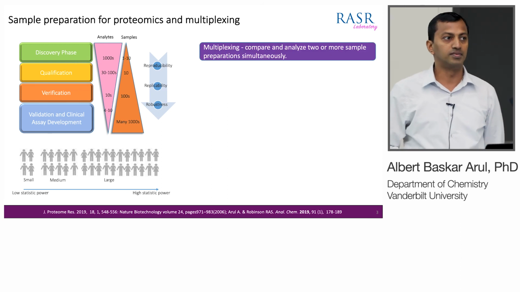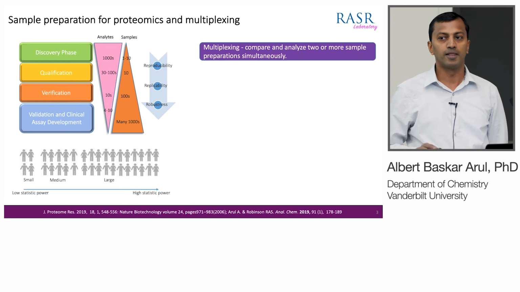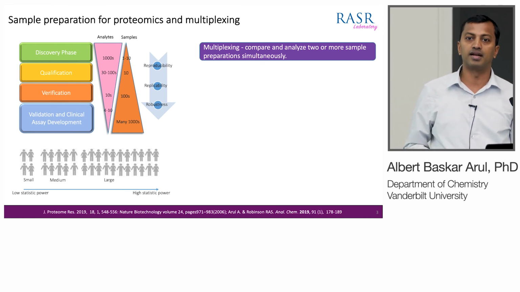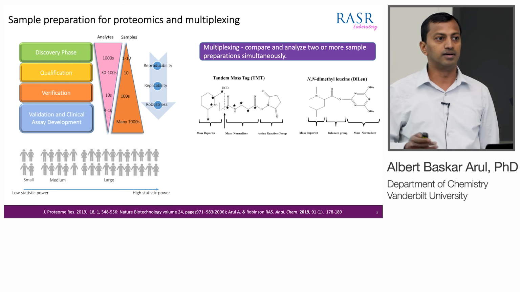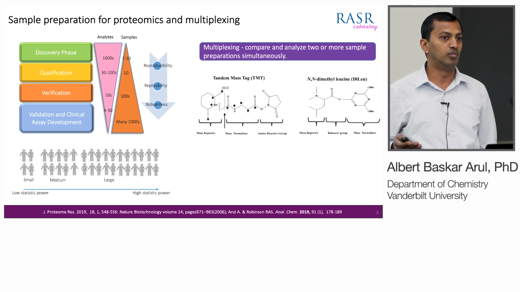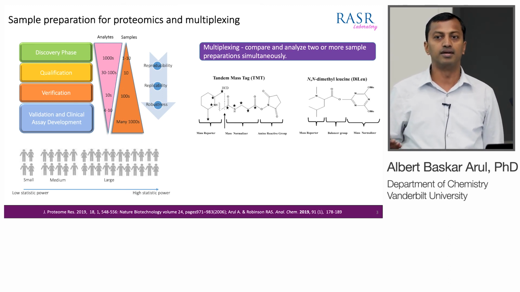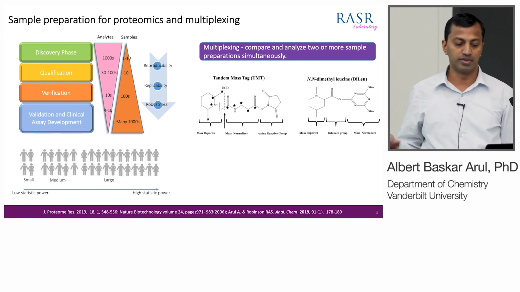In proteomics, recently there has been a development of sample multiplexing technology, in which we can analyze two or more samples in a single experiment simultaneously. How is this done? For this, there are commercially available isobaric tags. These isobaric tags are barcoding molecules which tag your peptides or proteins, and you can analyze them using a mass spectrometer.